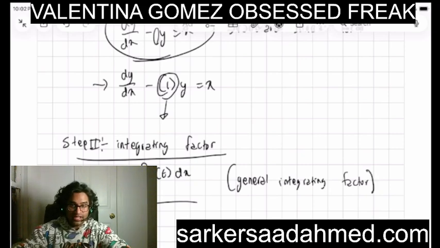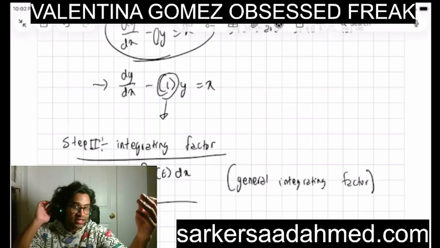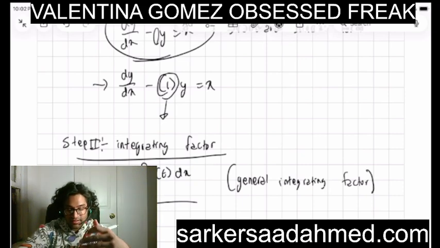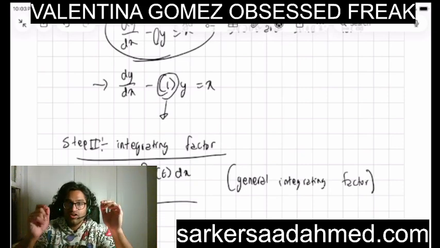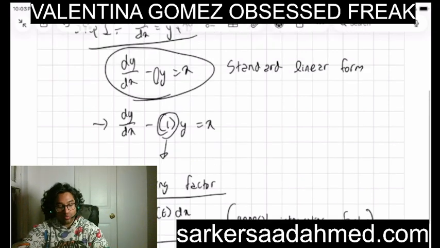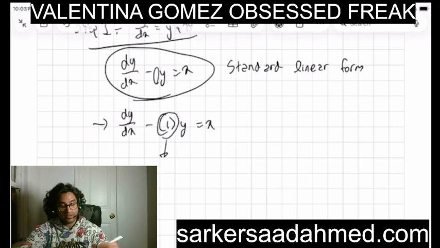We want an integrating factor. We're going to get an equation on the left hand side and an equation on the right hand side, integrate both, and then finally get an equation for y. Our main aim is to get an equation for y.